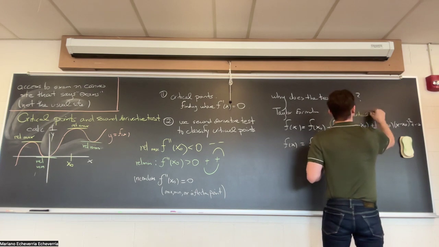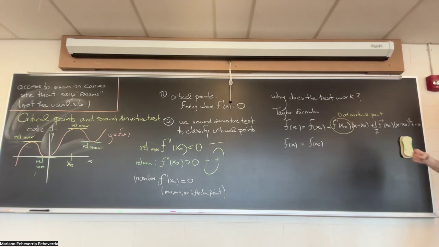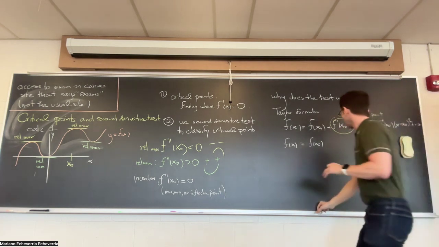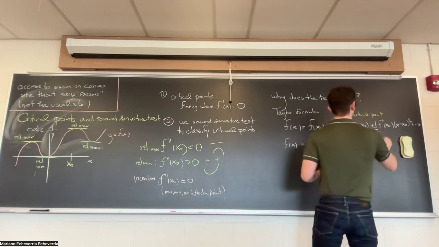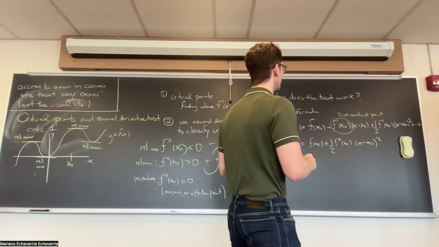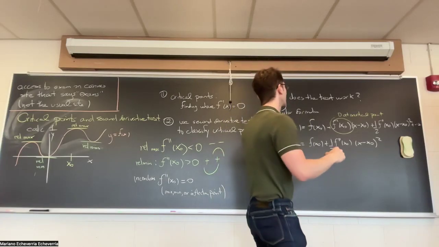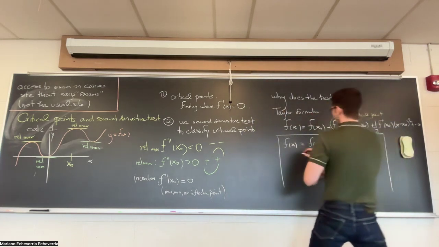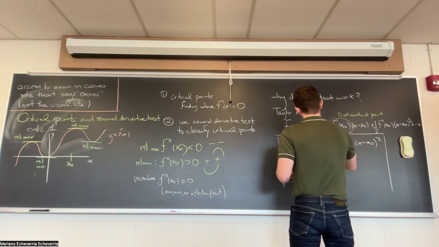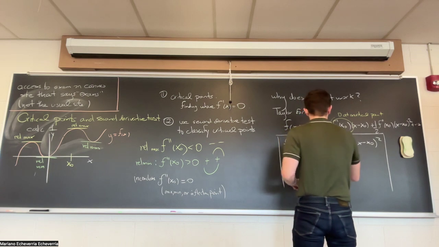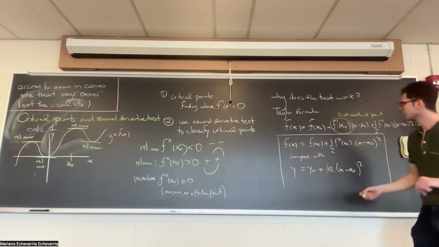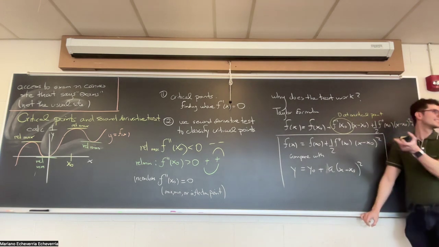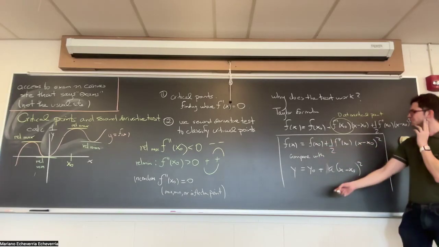Is that making sense? So what that means is that in the expansion, the leading term is really quadratic because the linear term goes away. So if you compare this with y equals y naught plus 1/2 a times x minus x naught squared, you should compare this to the equation of a parabola, because it is quadratic. So this is like a parabola.